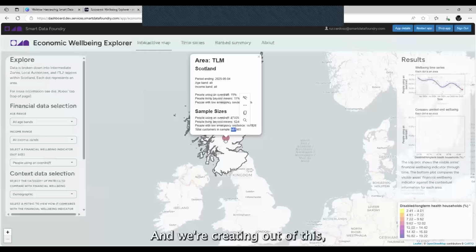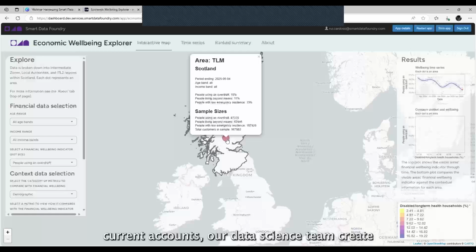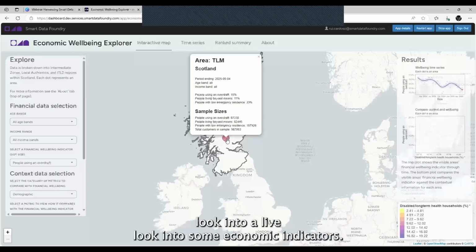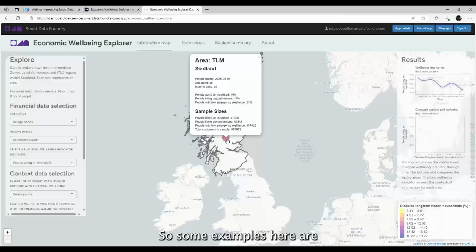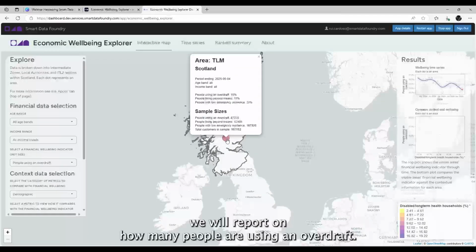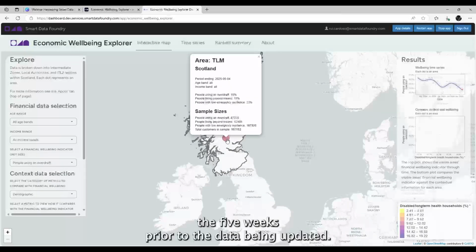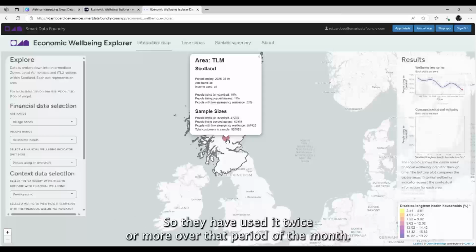And out of these current accounts, our data science team creates some financial indicators that help public sector, NGOs, and charities get a live look into some economic indicators. Some examples here: we'll report on how many people are using an overdraft. Every month when we update the data, we look at the 5 weeks prior to the data being updated, and we look at how many current accounts have actually depended on their overdraft. So they have used it twice or more over that period.